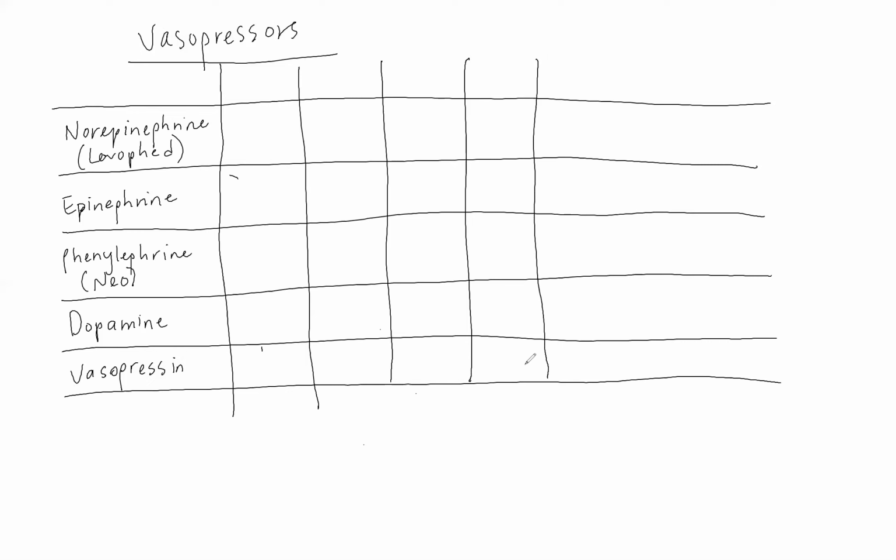All right, so now here at the very top across this, I'm going to put some letters. I've got A1, B1, B2, DA, and then I'm going to say this will be my onset and my duration over here. Okay. So you'll notice I have A1, B1, B2, and DA. These are going to be our receptors that we're talking about when we talk about vasopressors.